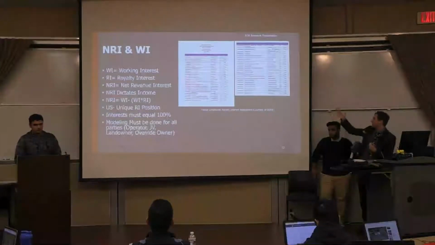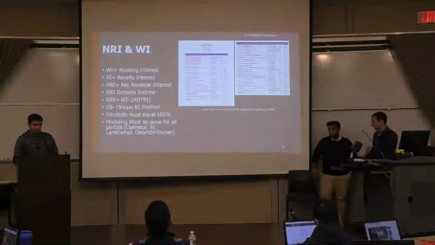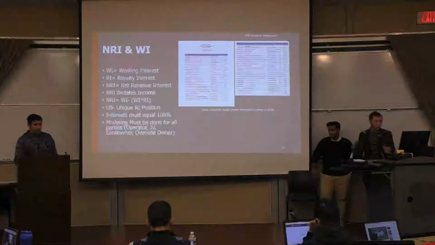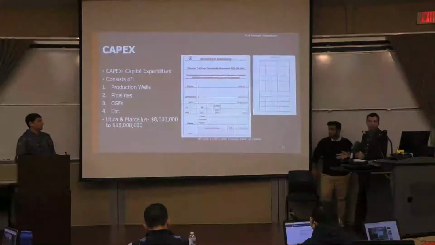When you're doing these royalties, your interest must equal 100%. You probably can't really see here, but there are a lot of landowners in here, so you have to add all of those percentages up. Then we do modeling on all of those to understand the income and how the money's being distributed. Then we can start talking about CapEx, which is your capital expenditure costs.